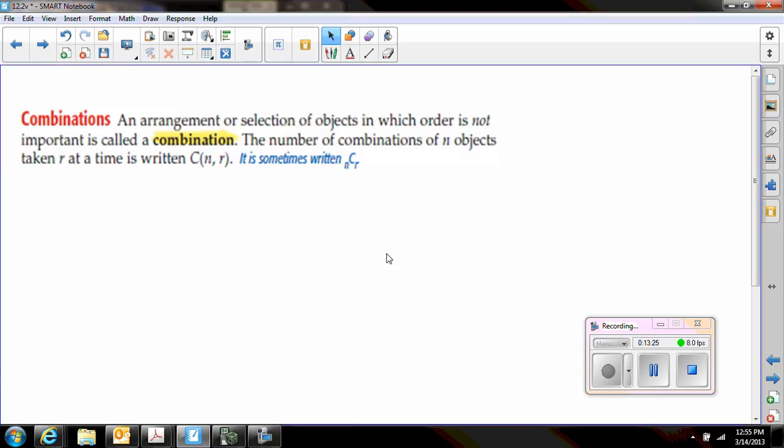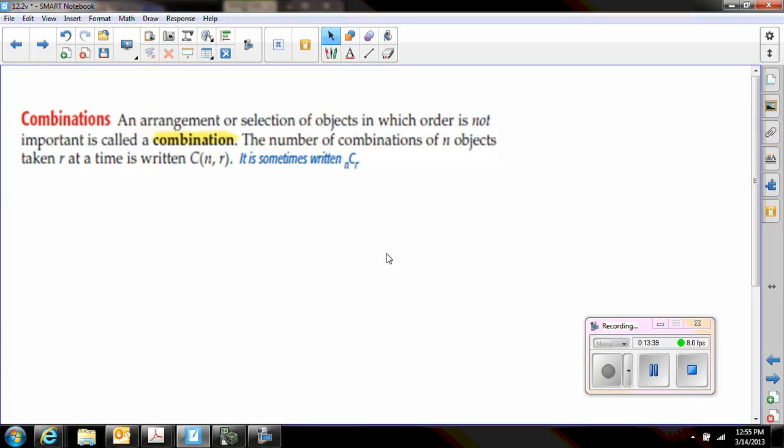Now, second big thing from this lesson is combinations. If it's not a permutation, it's a combination. A combination is a way of ordering things in which order does not matter. So basically, you're putting people in groups.